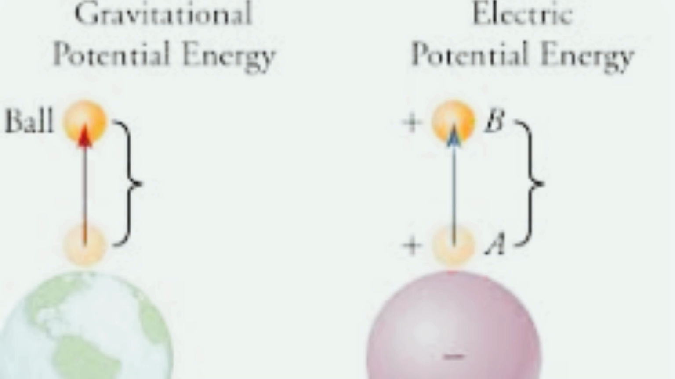Similar to how an object at a height has gravitational potential energy due to its position in Earth's gravitational field, a charge has electric potential energy because of its position relative to other charges.